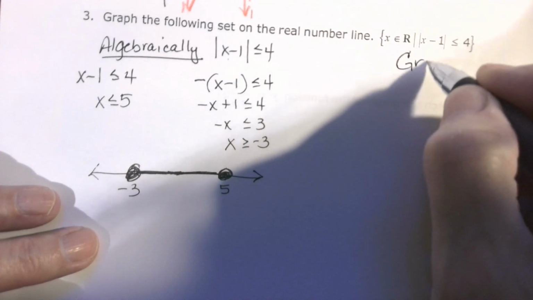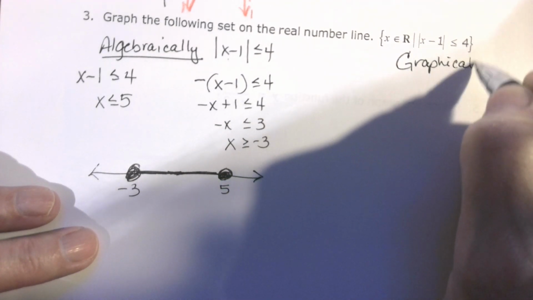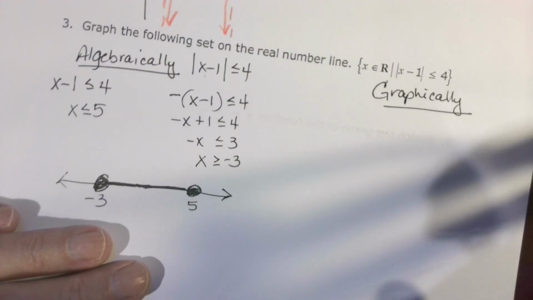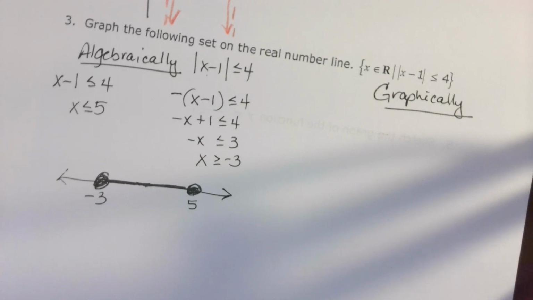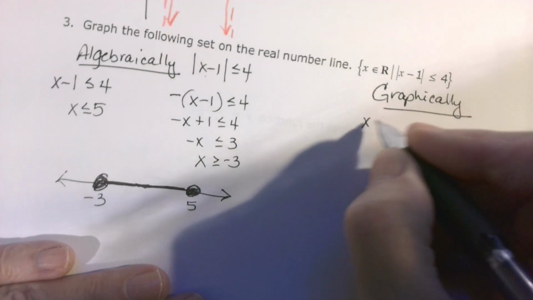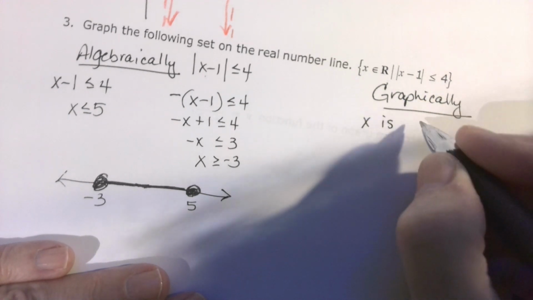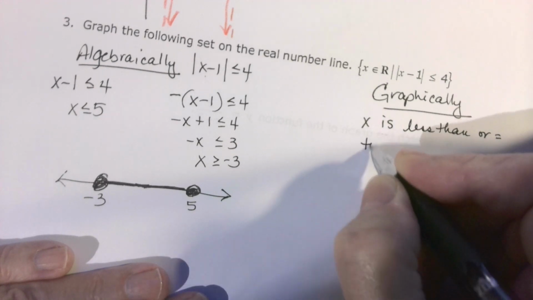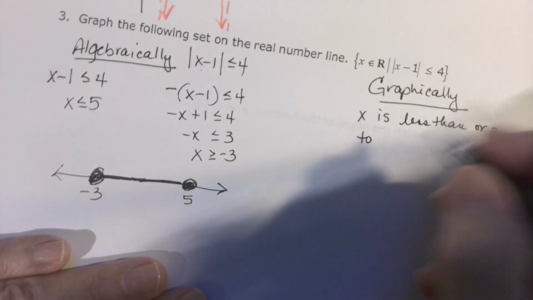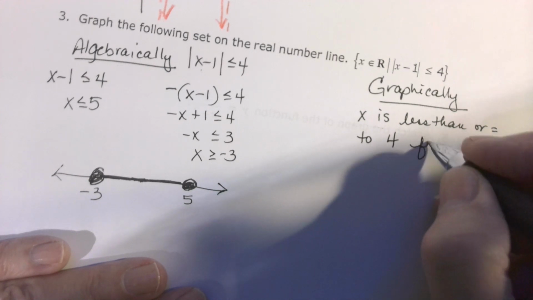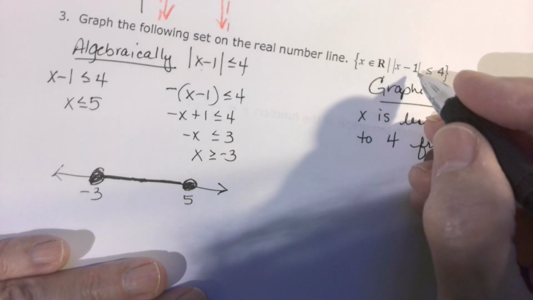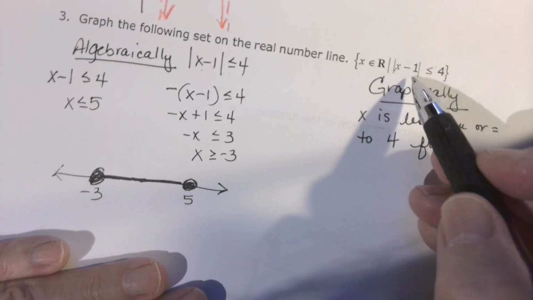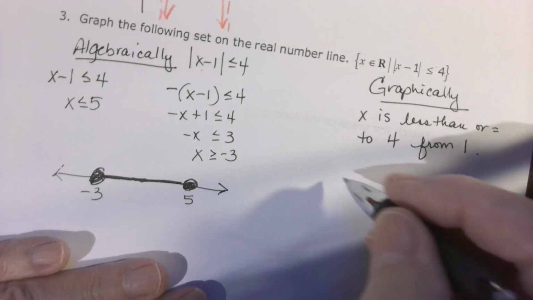Okay, so graphically, what do you do? Well, graphically, you try to understand what this is talking about. And what this means is that x is less than or equal to 4 from, and then you're going to use the opposite sign here, from 1. So x is less than or equal to 4 from 1. 4 from 1. Wait a minute.